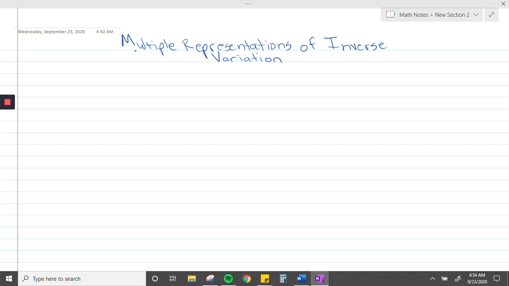When we say multiple representations, we're talking about the different ways that you can represent an equation. So you have an equation, graph, table, or a verbal description. Let's look at an inverse variation equation.